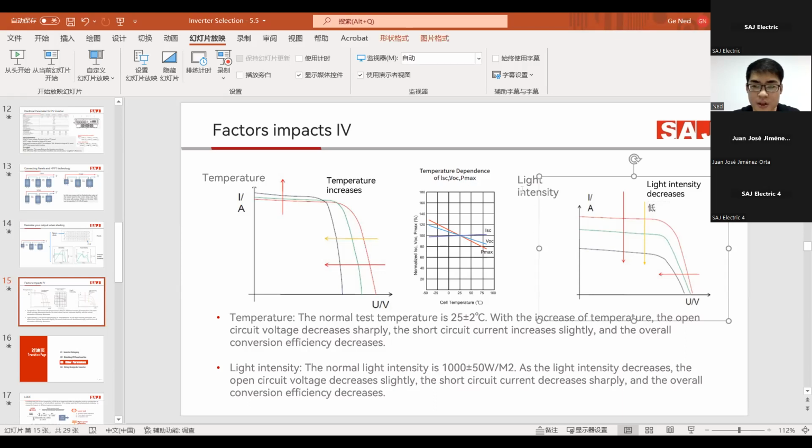And then the big factor for the PV system is the light density. If light density goes down, you should remember that the open circuit voltage decreases very slightly. Not a big impact for the voltage, but a very huge impact on the current. So if there is shading on the PV panel, the PV panel's output current will decrease sharply.